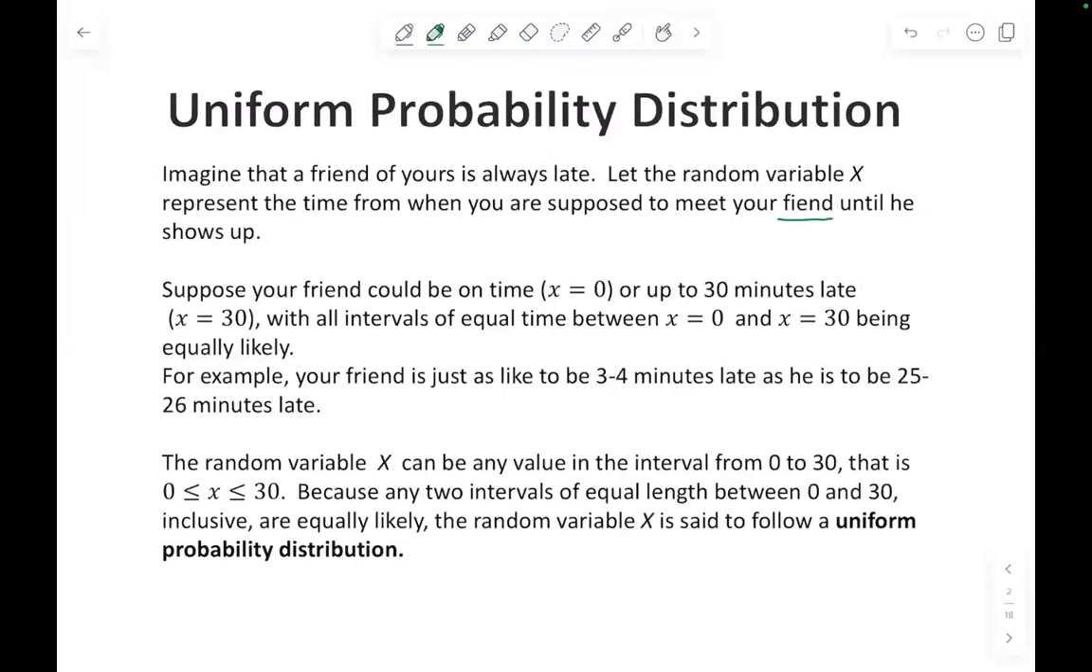So the uniform probability distribution, when you graph it, it's basically just a rectangle. A good example here is your friend could be on time to 30 minutes late. They have an equal probability of being any time late. They have the same probability of being 3 to 4 minutes late as they do of being 25 to 26 minutes late. It can take on any value, and it's equally likely to take on any value, kind of like rolling a dice. You're equally likely to land on any dice value. Getting a 1 has the same probability as getting a 3.